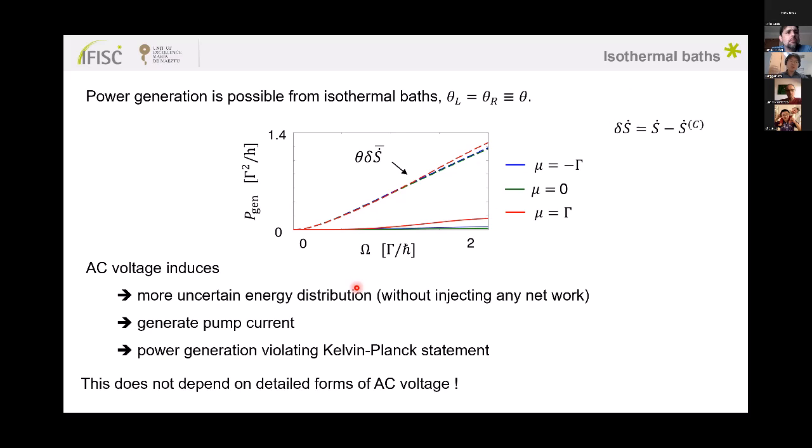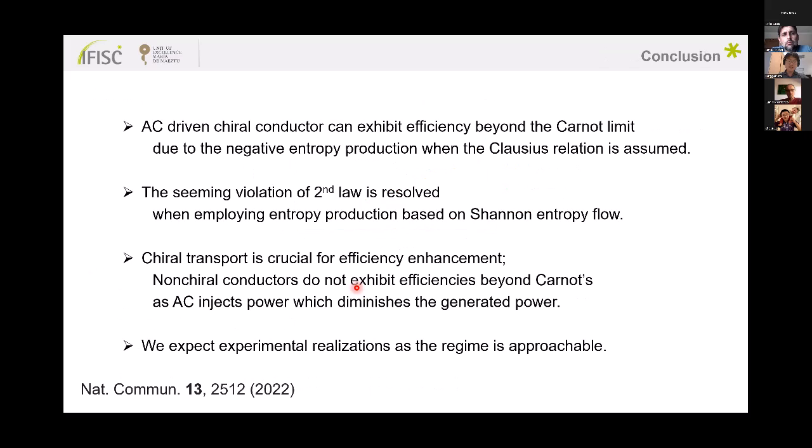And this kind of power generation or enhancement of efficiency beyond the Carnot limit does not depend on the detailed form of the AC voltage. So if you just apply a sinusoidal signal rather than a complicated Lorentzian shape, you will still see this enhancement in the efficiency.